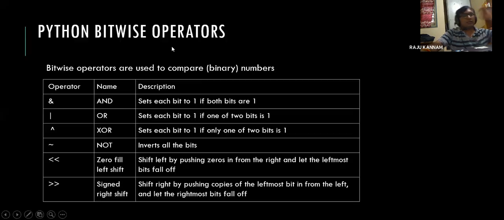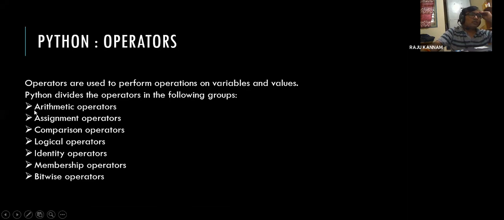our bitwise operators. Now this is about all the operators which are used in Python: arithmetic, assignment, comparison, logical, identity, membership, and bitwise operators. So yes, 1110, correct. All the bits are shifted 1 bit to the left, and the last position 0 will be added. Right. And if you have doubts on these Python operators, you can just message me. I'll clarify in the next class.